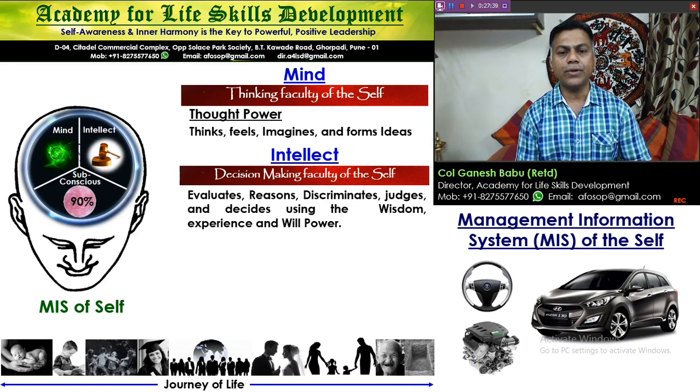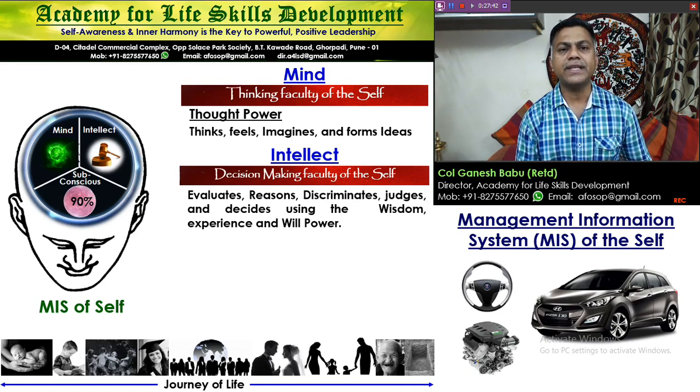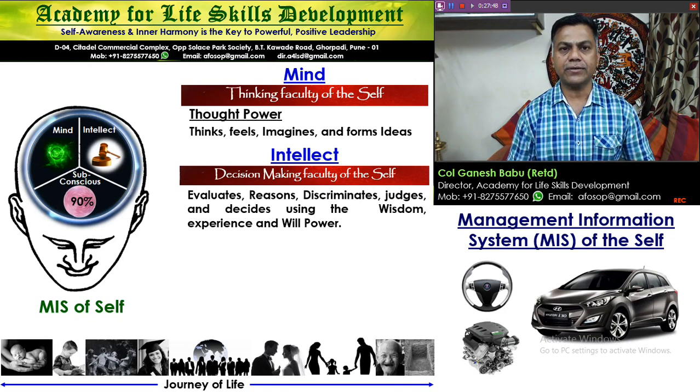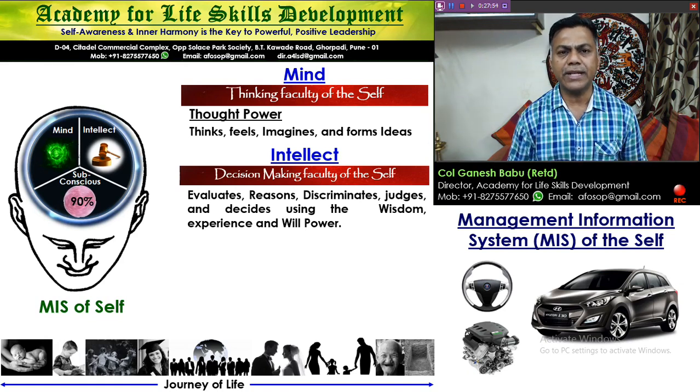And to do this, it uses the wisdom, experience and its willpower. Many a times, for example, your mind may say to do something, but it is the intellect which has to put the brakes. So intellect can act like a brake. Mind is like an accelerator. It tells you, ye kar lo, wo kar lo. Look at this. Mind is like a wild horse, and intellect is the reins which controls the wild horse.